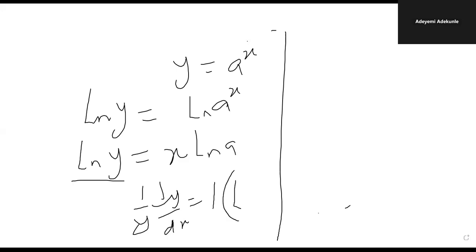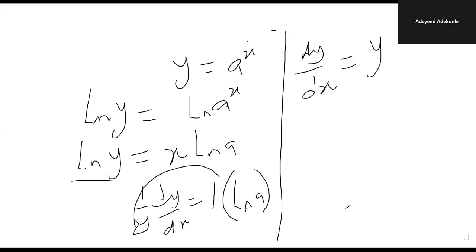Then you keep your constant. Our constant is ln a. Like I said, it is an arbitrary constant. No need of differentiating that. You just add it. All right. So from here now, we can say that our dy over dx can be equal to this y. We have to go to the other side here. So we can say y into ln a.